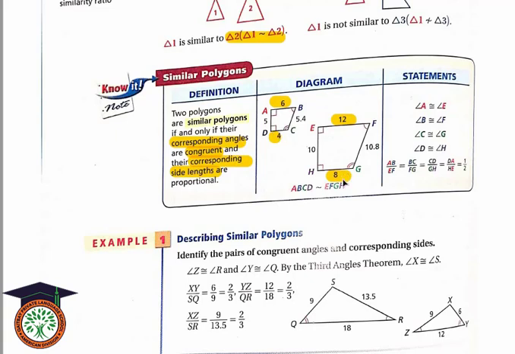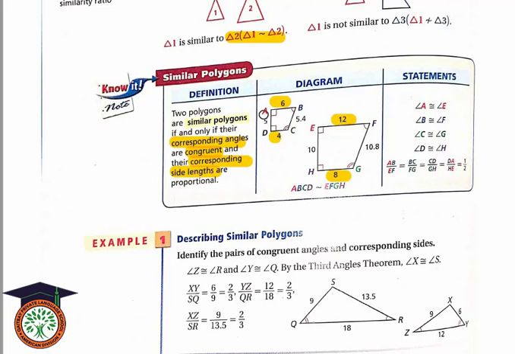4 over 8. Let's write it in simplest form. 4 and 8 are both in the same table, so divide both of them by 4. 4 divided by 4 equals 1, and 8 divided by 4 equals 2. So it equals 1 over 2. And AB over EF, which is 6 over 12, also equals 1 over 2.